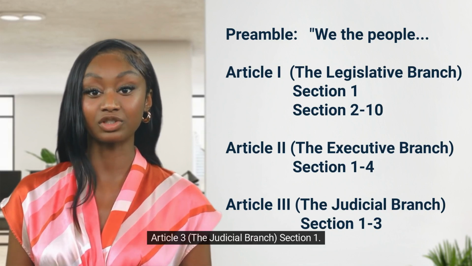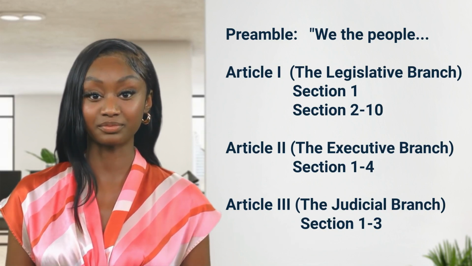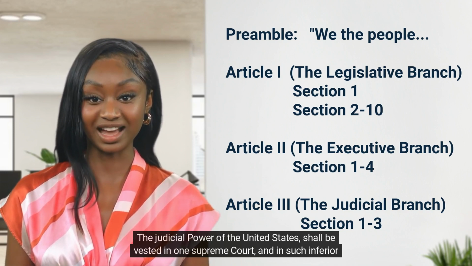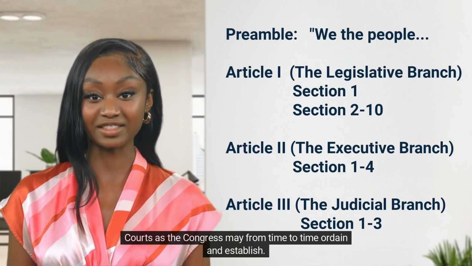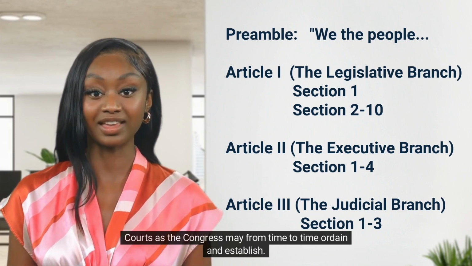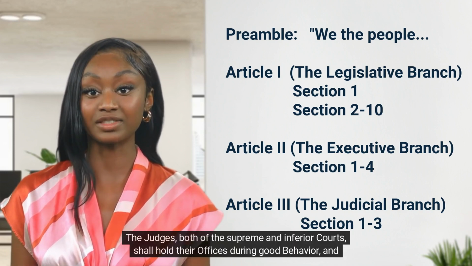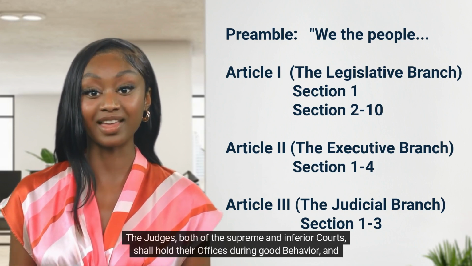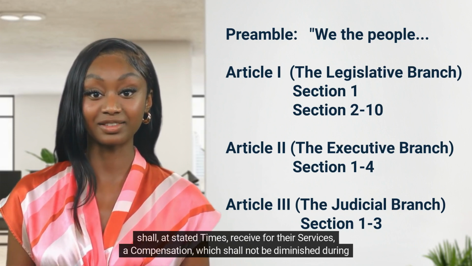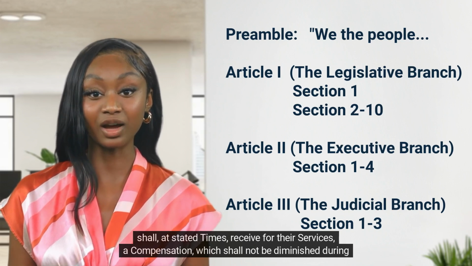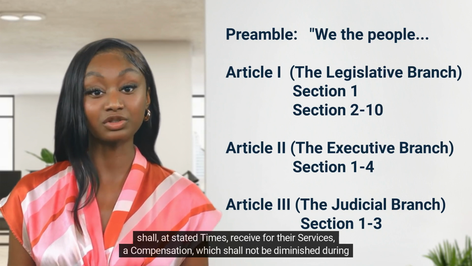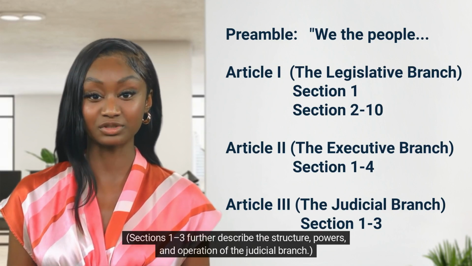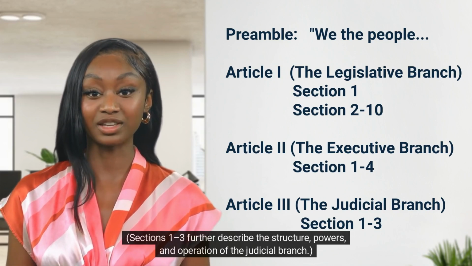Article 3. The Judicial Branch. Section 1. The judicial power of the United States shall be vested in one Supreme Court and in such inferior courts as the Congress may from time to time ordain and establish. The judges, both of the Supreme and inferior courts, shall hold their offices during good behavior and shall, at stated times, receive for their services a compensation which shall not be diminished during their continuance in office. Sections 1-3 further describe the structure, powers, and operation of the judicial branch.